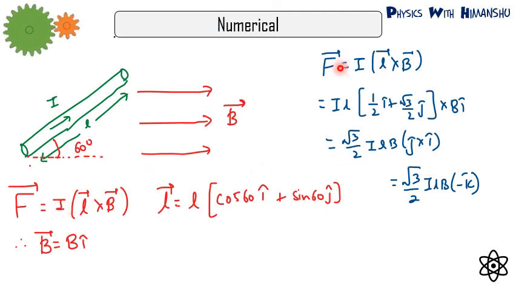So putting all the values, F equals I L cross B. This L is common in both the terms, so it will come outside. Putting the value of cos 60 as half i cap, sin 60 as root 3 by 2 j cap, cross B i cap. Now this B will also come outside. So i cross i is 0, because if two vectors are parallel, their cross product is 0, and j cross i will be there, and j cross i will be minus k. So force will be root 3 by 2 I L B minus k cap.